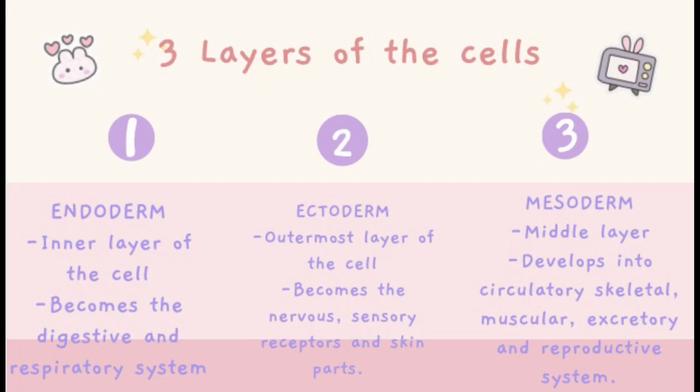There are three layers of the cells. First, the endoderm. This is the inner layer of the cell. It becomes the digestive and respiratory system. Second is the ectoderm. This is the outermost layer of the cell. It becomes the nervous, sensory receptors, and skin parts. Third is the mesoderm. This is the middle layer, and it develops into circulatory, skeletal, muscular, excretory, and reproductive system.